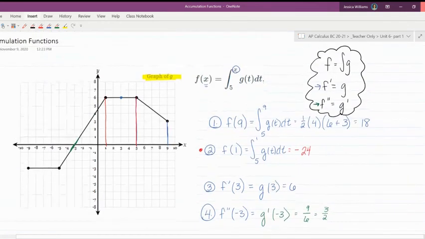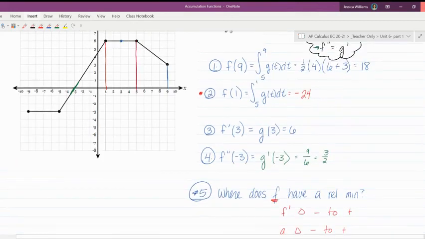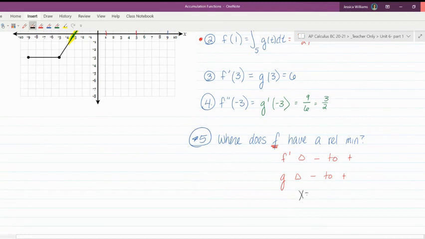Okay, so now if I go back up and use my notes again, if f prime is changing negative to positive, then I need g to change negative to positive. And that looks like that happens here at -3. So at x equals -3. That's where this is headed. All of that vocabulary is coming back, but inside of integrals. That's it. Let me know if you need anything.